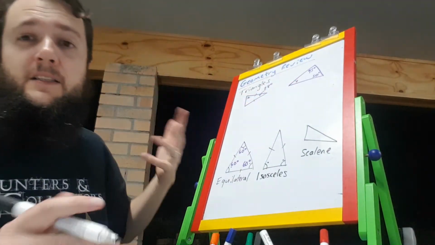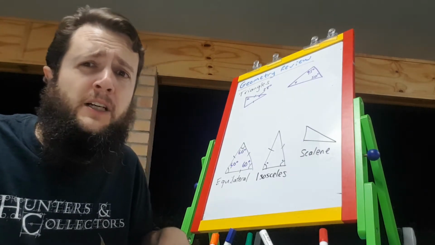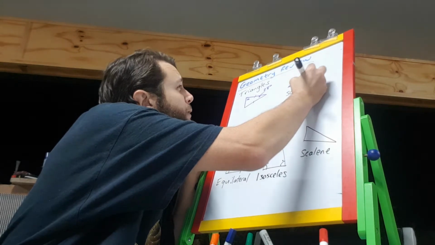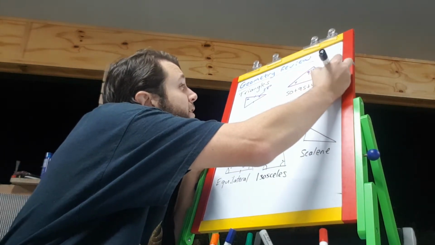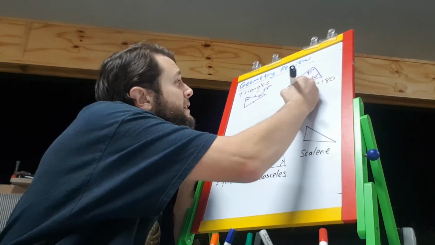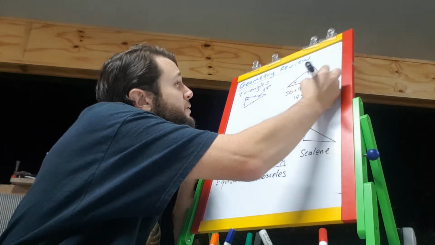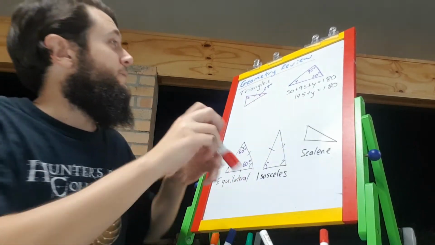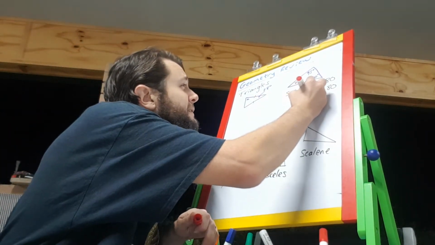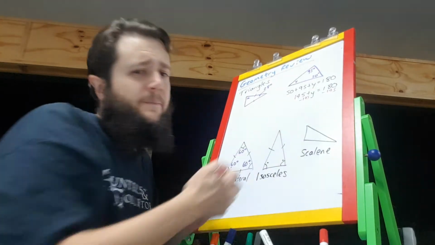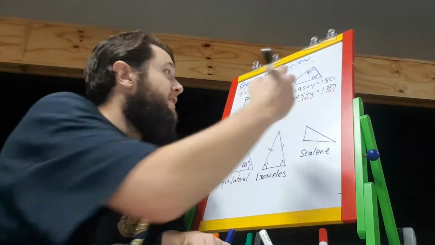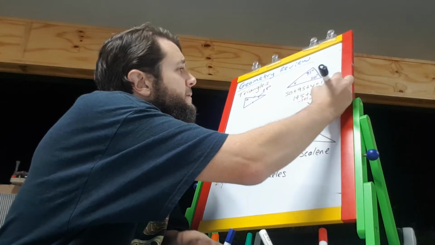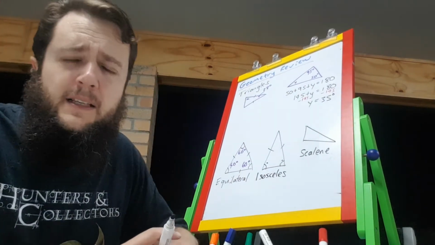Here is just a simple case of remembering that the angles of a triangle should add to 180. So 50 plus 95 plus Y has to equal 180 degrees. I can combine these. 145 plus Y is 180. To get Y by itself, I'm going to subtract the 145 from both sides. And you should be able to tell me that Y equals 35 degrees. This one here is slightly trickier.